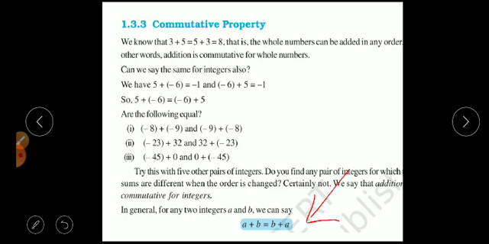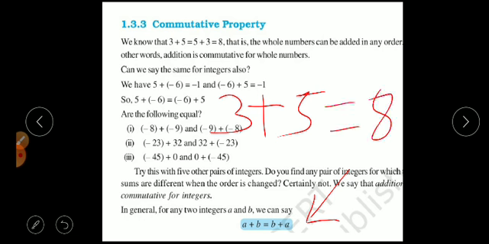Suppose there are two numbers, 3 plus 5. Now since 3 plus 5 is equal to 8, a plus b here is equal to 8. Now suppose b is 5 and a is 3. So 5 plus 3 will also become 8. So this condition is always true: a plus b equal to b plus a.